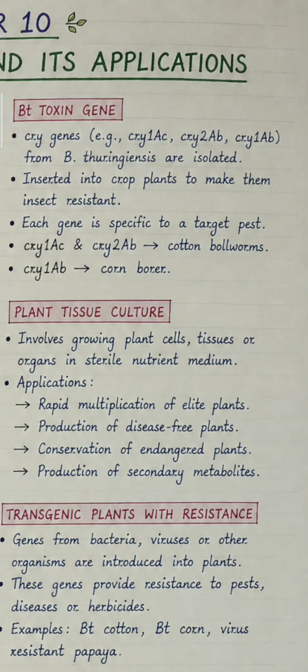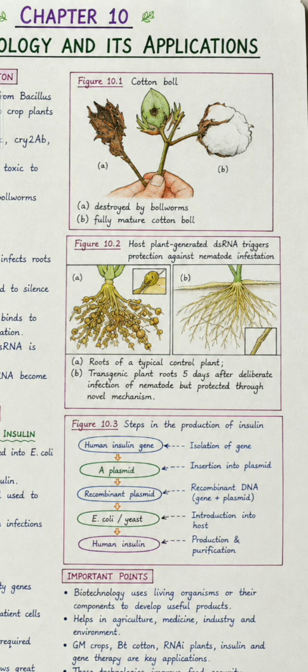There are a number of them. For example, the proteins encoded by the genes Cry1Ac and Cry2Ab control the cotton bollworms. That of Cry1Ab controls corn borer. And the figure represents A, a boll destroyed by bollworms, and B, a fully mature cotton boll.